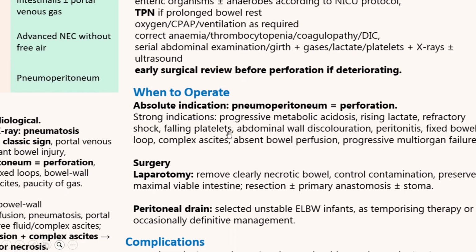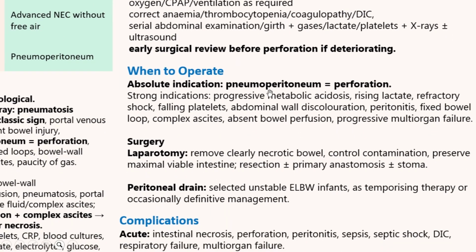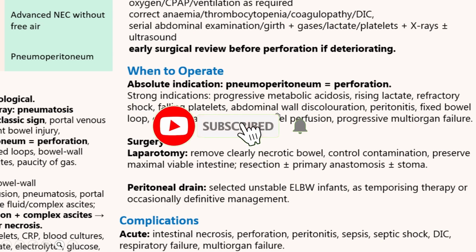So when do we operate? The absolute indication is when we have pneumoperitoneum. This is whether in adults or in children. Once you have perforation of the peritoneum, it has to be repaired. So strong indications is if you have a strong metabolic acidosis and rising lactate, refractory shock, falling platelets, abdominal wall discoloration, peritonitis, fixed bowel loop, complex ascites, absent bowel perfusions. All these are signs that you need to operate, or there is pneumoperitoneum, or there is perforation.